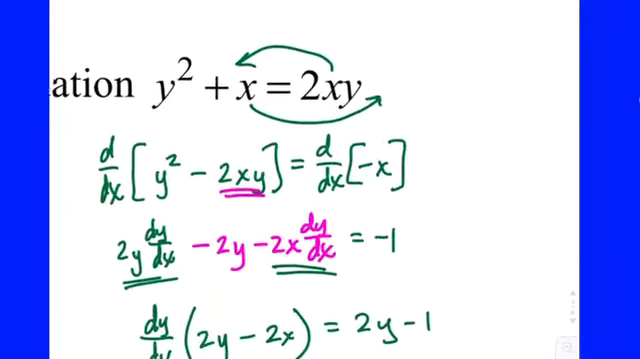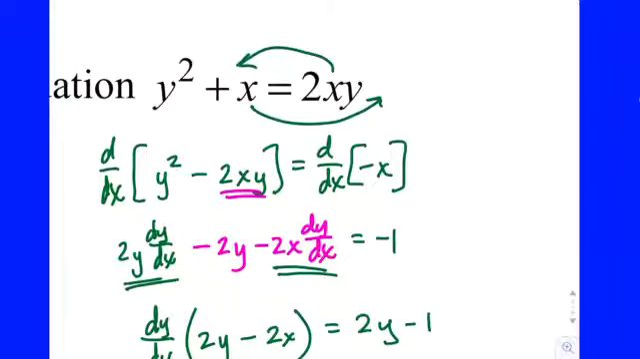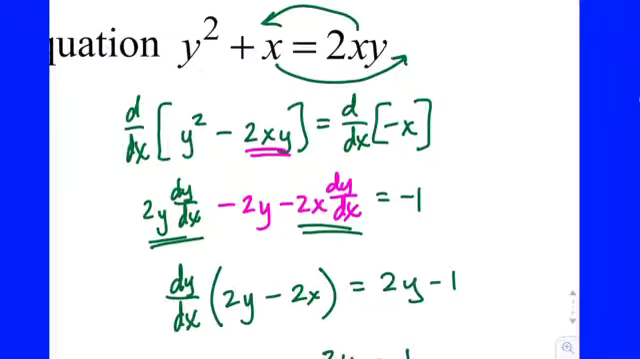I did a little rearrangement on the first line. I brought the x to the right, so it became negative x, and I brought the 2xy to the left, which became negative, in the attempts to group my y terms together. Then I took the derivative of both sides with respect to x. It goes in the front on both sides. Okay, so that's important. This has to be in the front on both sides.